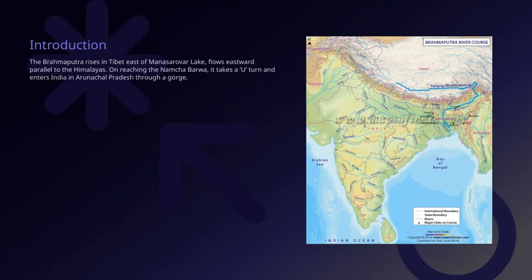Let's start with the Brahmaputra River, which has quite an interesting origin. It begins in Tibet, specifically east of Manasaravar Lake. From there, it flows eastward, running parallel to the mighty Himalayas.